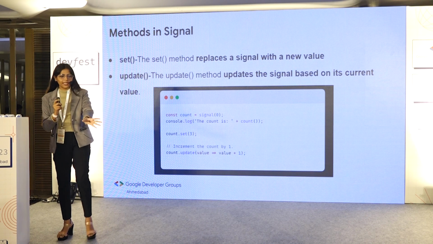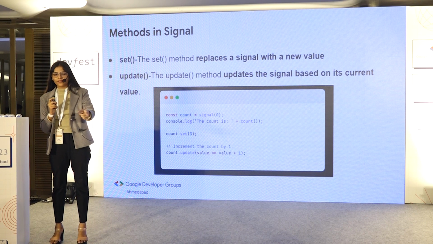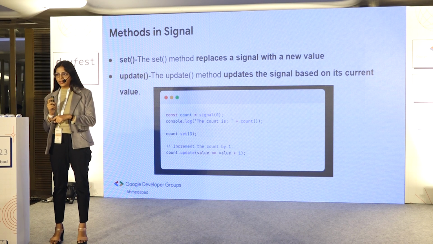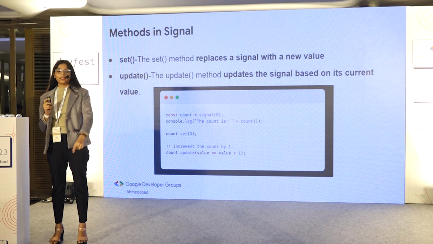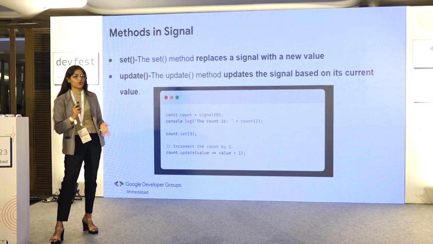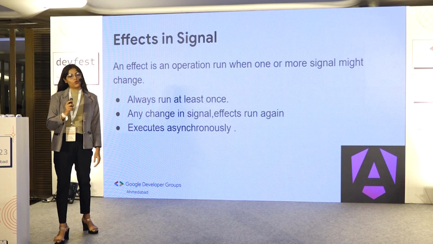Now, if you look inside the code, you will see that you have declared a signal with the default value 0. Then you have set it to 3. Now, when you are incrementing it, it will take the latest value 3, and increment it. So it will give you the value 4.